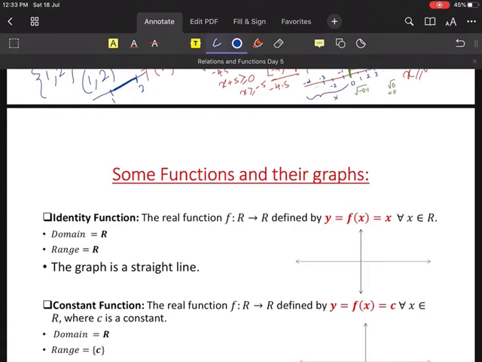Nobody's, there is no blurry, right? Yes, sir. Yeah. So let's start this one.